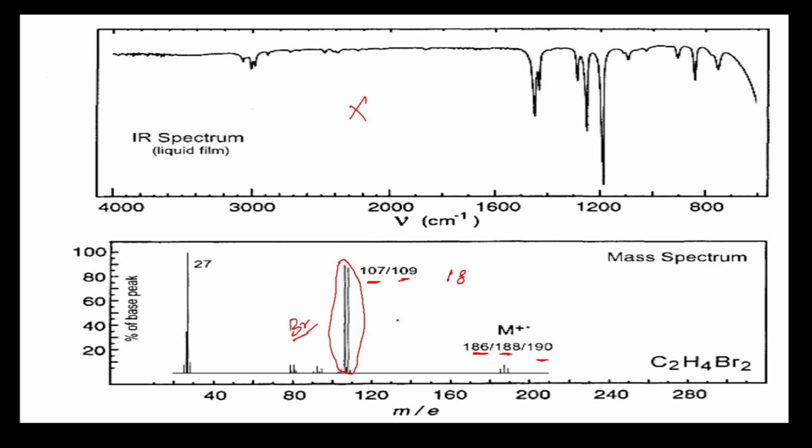And here if you want to prove it, then you may take the one mass peak and subtract 79, and you will get the answer of 107. So it means that when the bromine is detached from your original molecule, you get a fragment that gives you the peak value at 107, since bromine is present here.